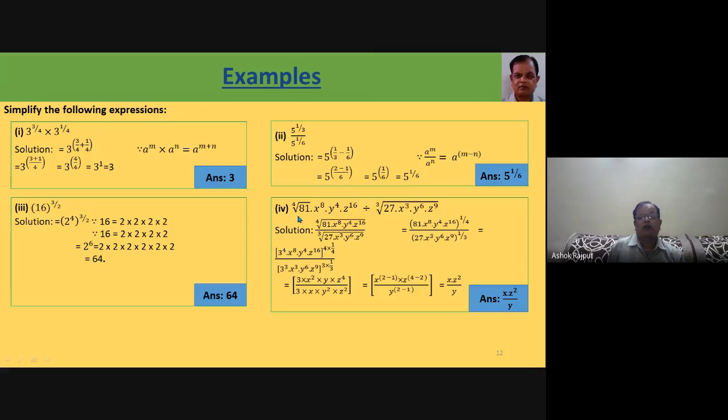Now we are going to divide the first by the second, with the division sign. So we can write it this way: 4 under root 81 x raised to the power 8 y raised to the power 4 z raised to the power 16, divided by 3 under root 27 x raised to the power 3 y raised to the power 6 and z raised to the power 9, and we are going to solve it.